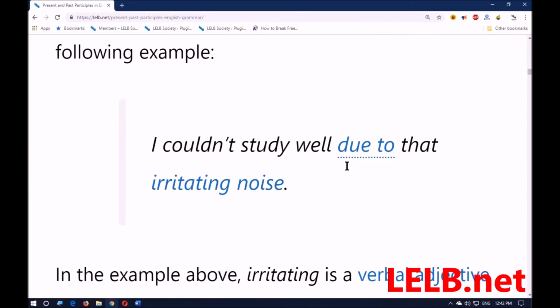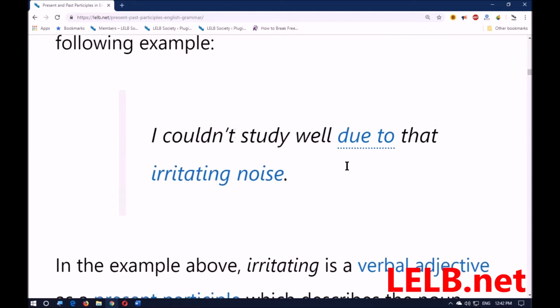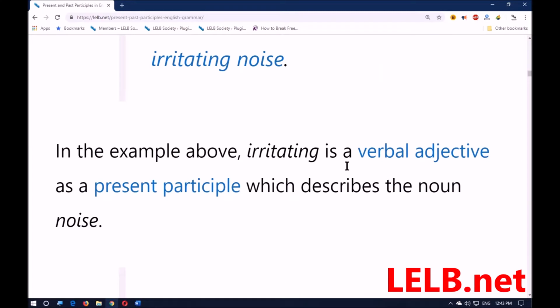For example, I couldn't study well due to that irritating noise. So, irritating is a present participle because it modifies and gives extra information about noise, and it is created or formed by adding ing to the verb irritate. In the example above, irritating is a verbal adjective as a present participle which describes the noun noise.